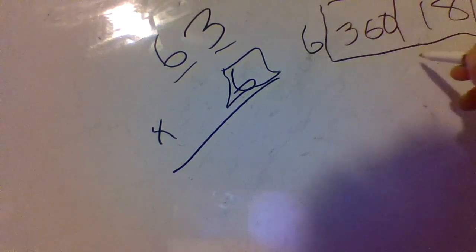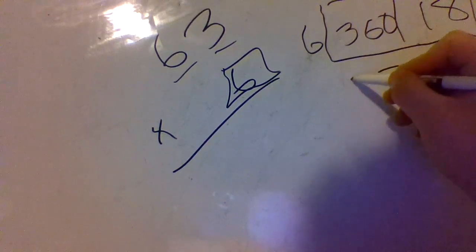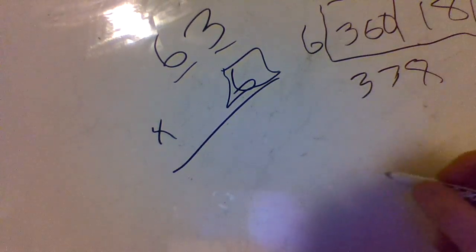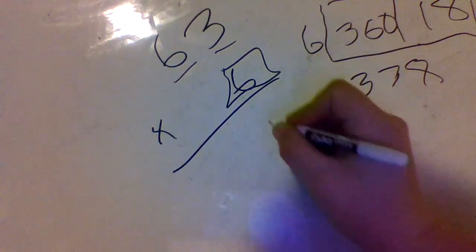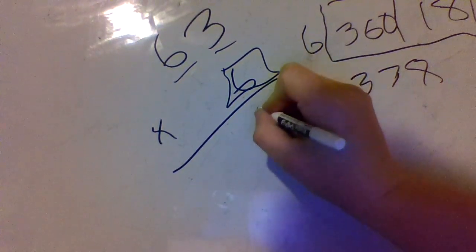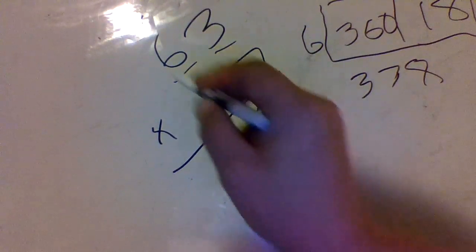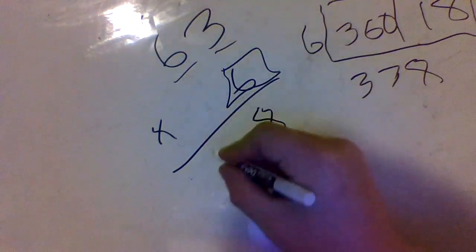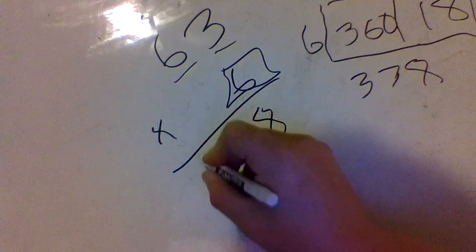0 plus 8 is 8. 6 plus 1 is 7. And then we have a 3 left over. So 378. So now let's do the standard algorithm. 3 times 6 is 18. Carry your 1. 6 times 6 is 36. 36 plus 1 is 37. So that's 378 also.